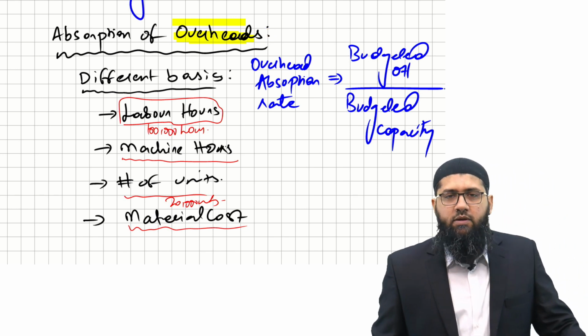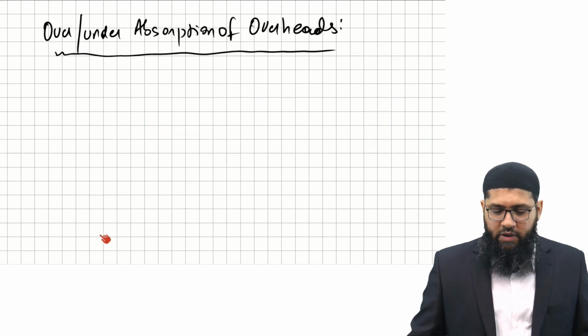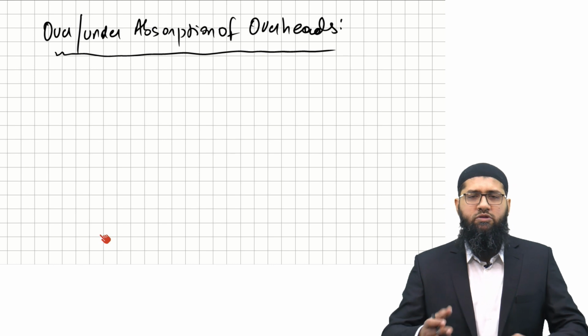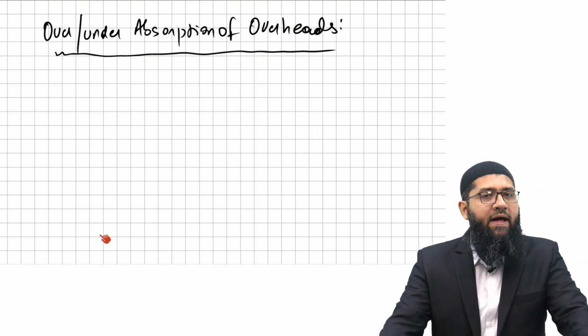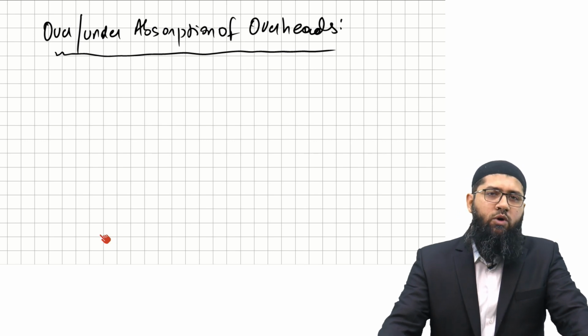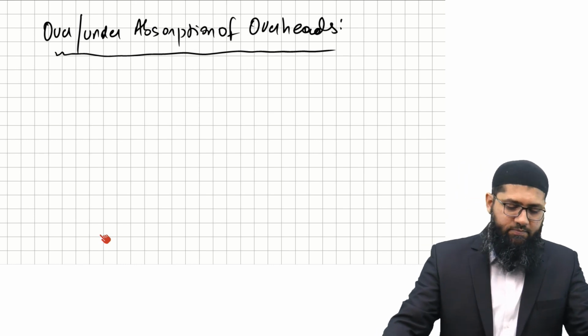So basically, this is what the concept of absorption costing is. Now, when we talk about absorption costing, there is a very important principle, and that's the over-under absorption of overheads. Let me guide you on what we mean by over absorption of overhead and what we mean by under absorption of overhead.